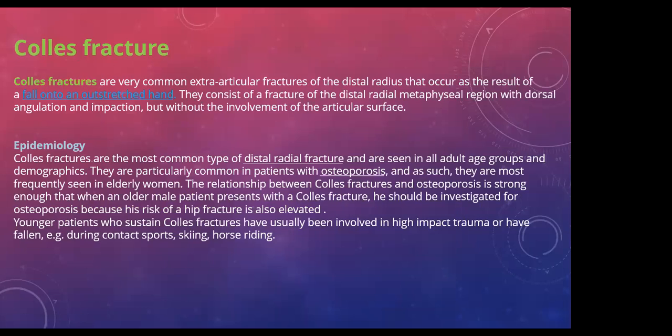Colles fracture is the most common type of distal radial fracture and is seen in all adult age groups and demographics. They are particularly common in patients with osteoporosis. They are most frequently seen in elderly women. The relationship between Colles fracture and osteoporosis is strong enough that when an older male patient presents with Colles fracture, he should be investigated for osteoporosis because his risk of hip fracture is also elevated. Younger patients who sustain Colles fracture have usually been involved in a high-impact trauma or have fallen, for example, during contact sport, skiing, or horse riding.